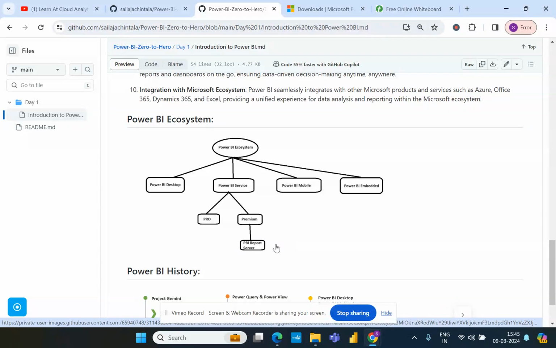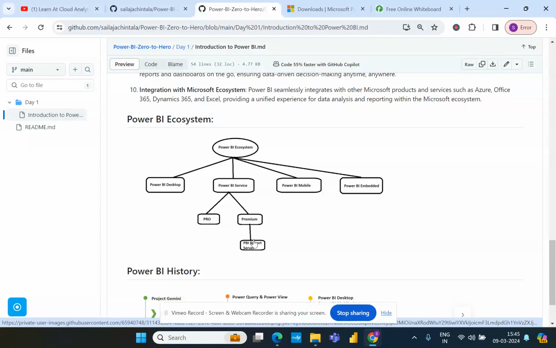And when do we use that? If your application or the business data that it is holding is quite confidential and cannot reside on Power BI service, that's when you create a Power BI report server within the organization premises, and then you publish your reports to this Power BI report server.